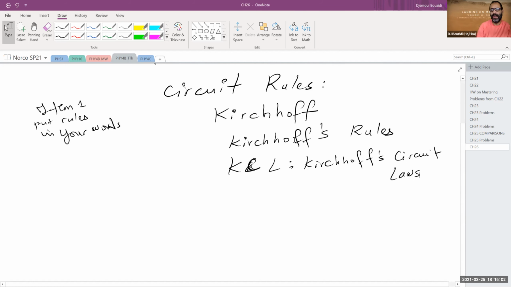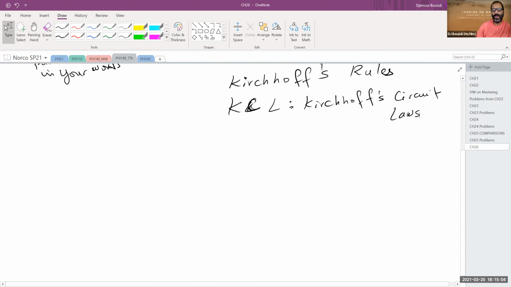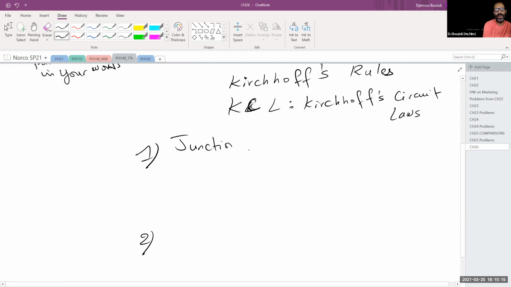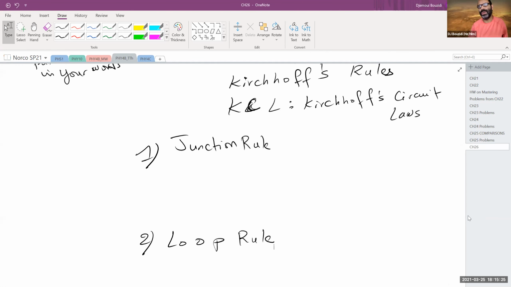So what are they? The first one, so there are 2 of them, as I mentioned before. So there is 1 and there is 2. The first rule is about a junction rule. That's what they call it. The second one is actually a loop rule. Okay. So what is a junction and what is a loop in circuits?